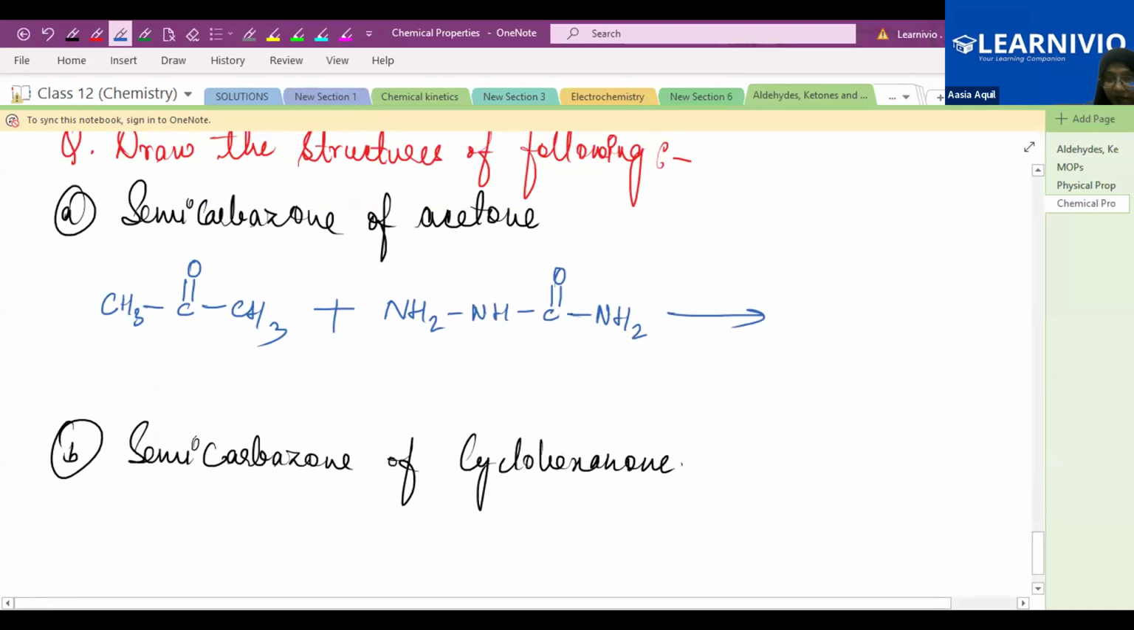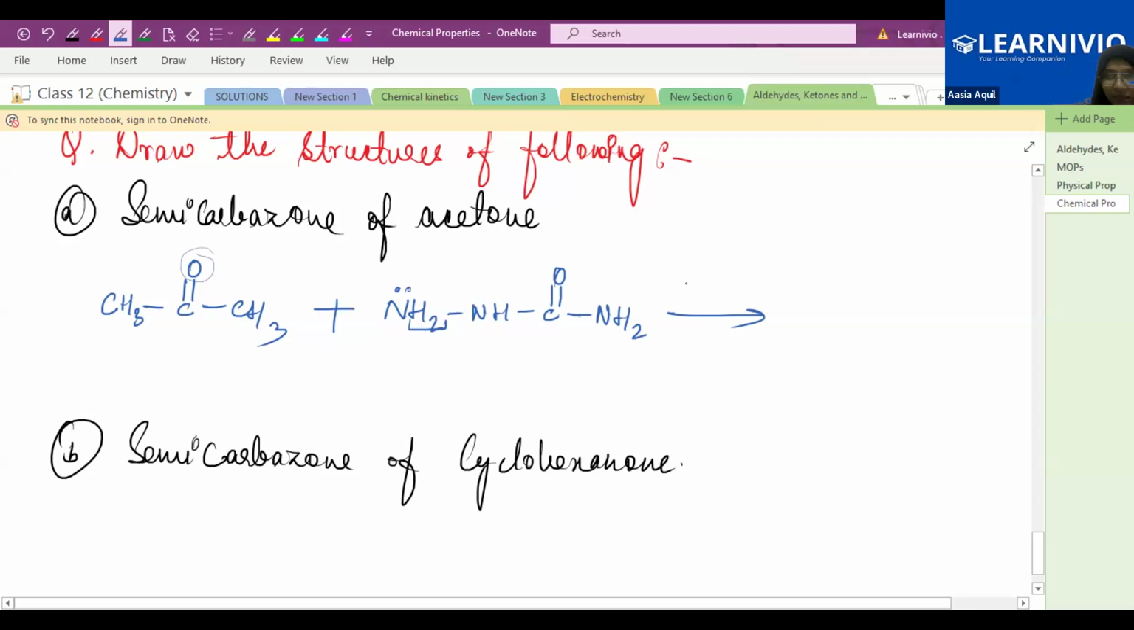This is involved in the resonance. So this nitrogen will participate. Whenever the acetone reacts with the semicarbazide, what are you supposed to do? Two hydrogens from here, one oxygen from here, just remove that. Water will be removed, and just attach this.